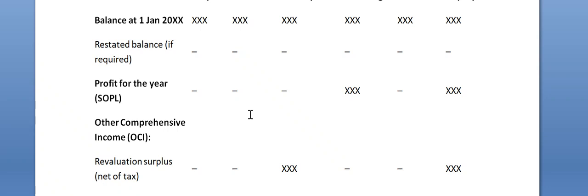So under other comprehensive income, you have your revaluation surplus, and that's what you are going to bring down here. Once you have revaluation surplus, add it to the revaluation surplus that we have. You know that you are not bringing revaluation loss here. I'm sure you know how to treat revaluation loss now. Who can help me out? How do you treat revaluation loss if there is revaluation loss?